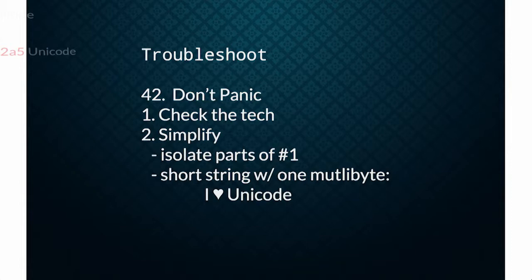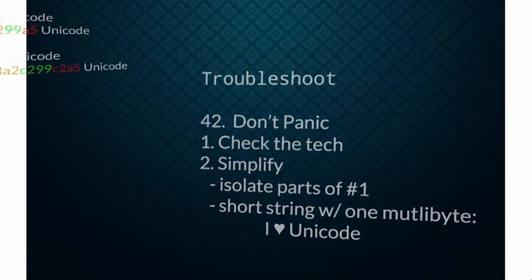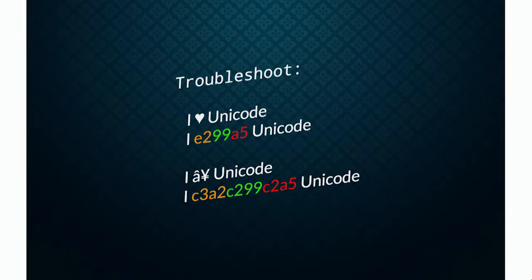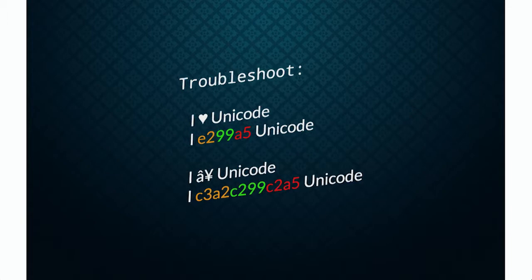The second one is simplify by isolating the parts of your technology that are involved. And I also like to use a simple short string with one character that has multiple bytes so that I can easily identify and see where it went wrong. I like to use iHeart Unicode, actually, because it's easy to see what it looks like. So in this example, the top one, visually, you should see the heart. In bytes, you should see these E2 99 A5. And if you're getting the second one, well, then you know, okay, at this point, it is now screwed up. What do the bytes look like? And you can figure out, okay, at some point, this got double encoded. Where did that happen? And from there, you just drill down until you find it.